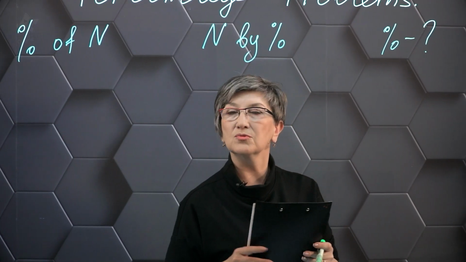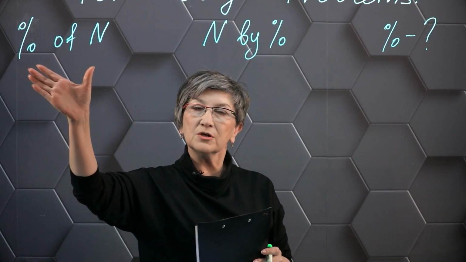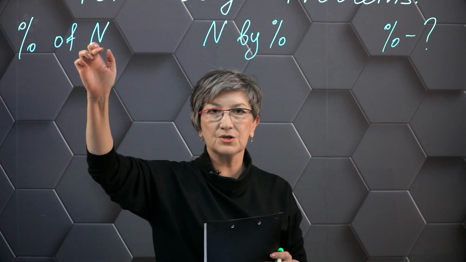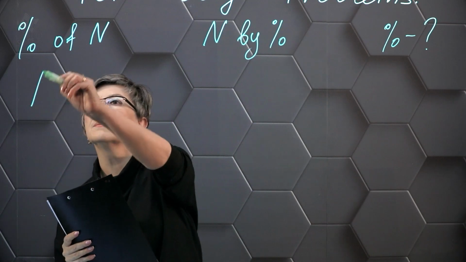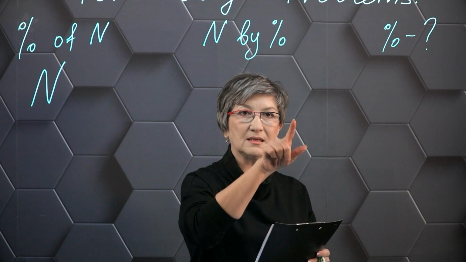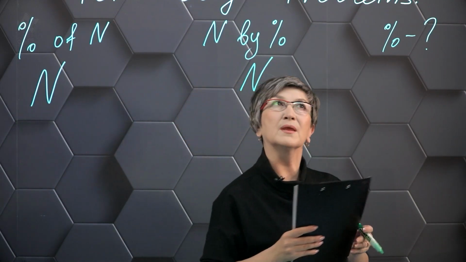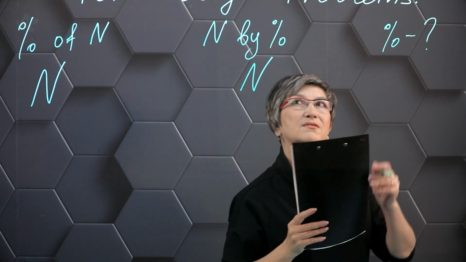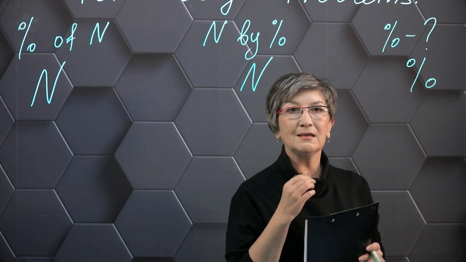What happens in this case? Let's think about what we end up with. When we find the percentages of a number, we get a number as an answer. When we find a number by percentages, the answer is also a number. And in the next type of problem, we're going to answer with a percentage. What are these problems and how can we solve them?